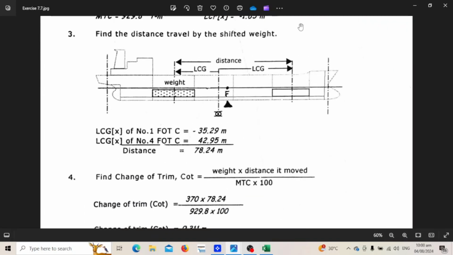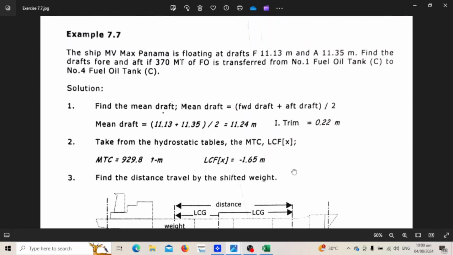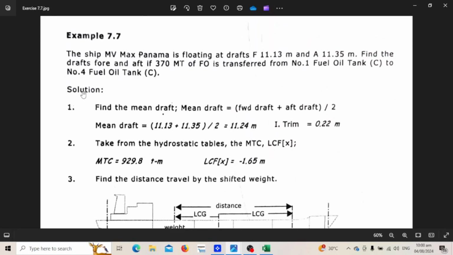So we have an example here, guys. We'll try to follow this one. The ship MV Max Panama is floating at a draft of forward 11.13 and aft of 11.35. Take note, he is trimmed by the stern. He has more draft aft than forward, so he's trimmed by the stern.